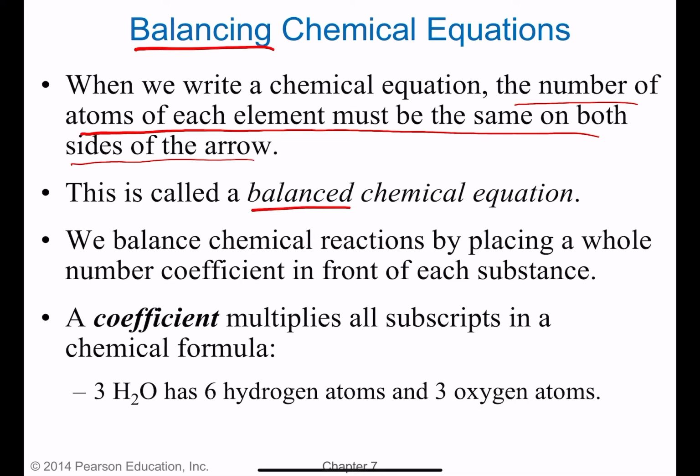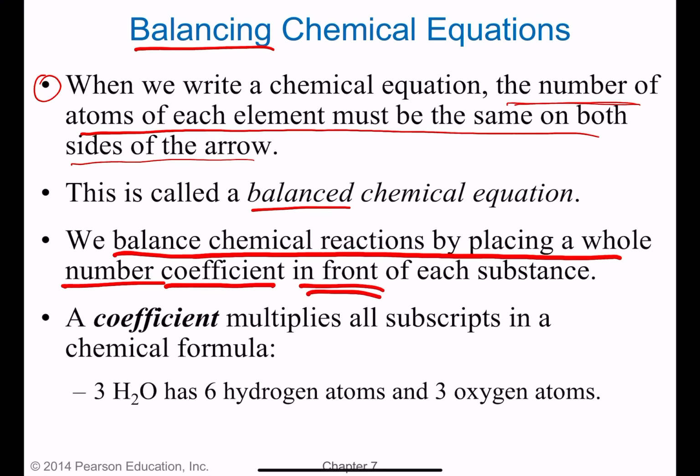And we're looking for basically conservation of mass, or in this case, the way they're talking about it on the slide, conservation of the number of atoms. So the number of atoms of each element needs to be the same. Now we balance chemical reactions by placing a whole number, and we call it a coefficient, in front of each substance. And a coefficient effectively multiplies all the subscripts in a formula.